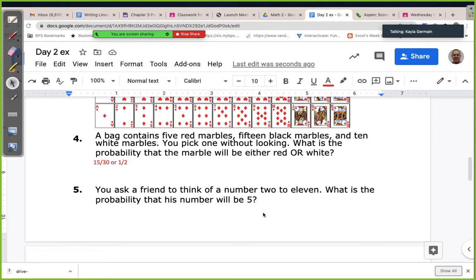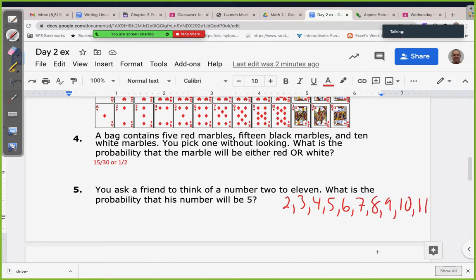All right. You ask a friend to think of a number from 2 to 11. So first of all, how many numbers are there if you list all the numbers from 2 to 11? Most people are going to say 9. But if you think about it, it's not 9. It's actually 10. All right, 1, 2, 3, 4, 5, 6, 7, 8, 9, 10, because you're counting the 2.